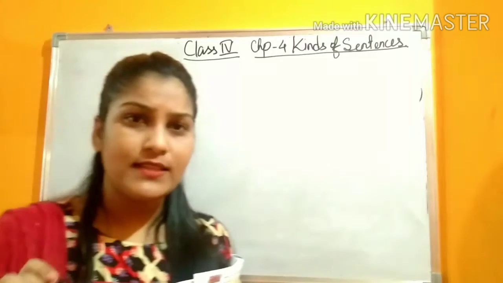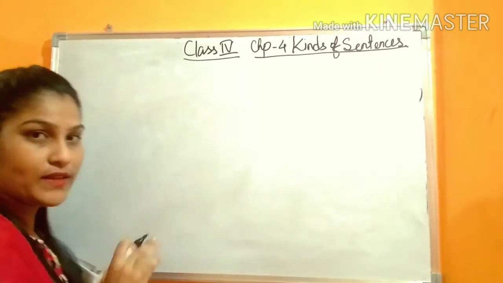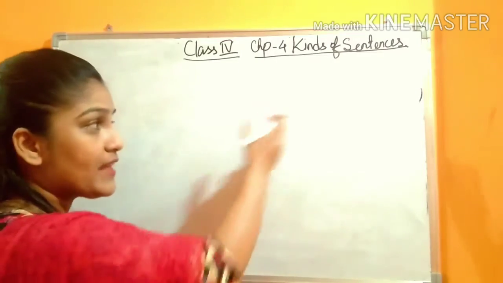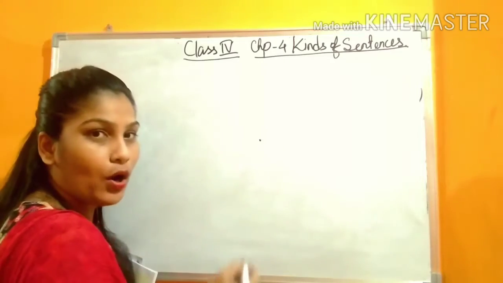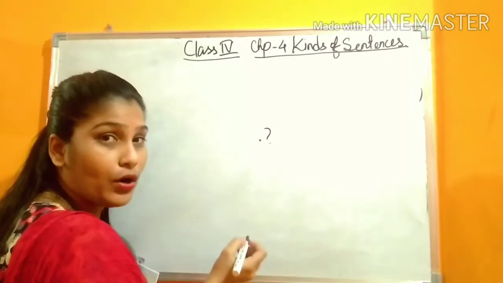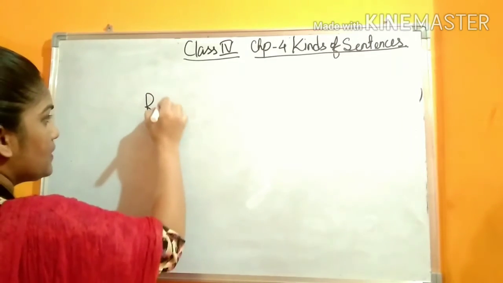When you write a sentence, it starts with what? Capital letter. The first alphabet is always a capital letter, and it ends with what? It ends with either a full stop or a question mark or what? An exclamation mark. Now I am giving you an example.